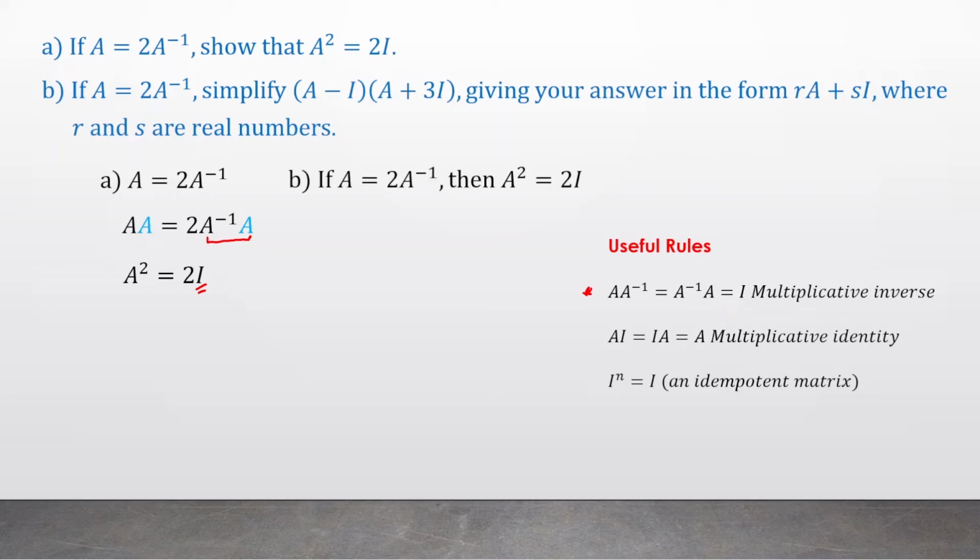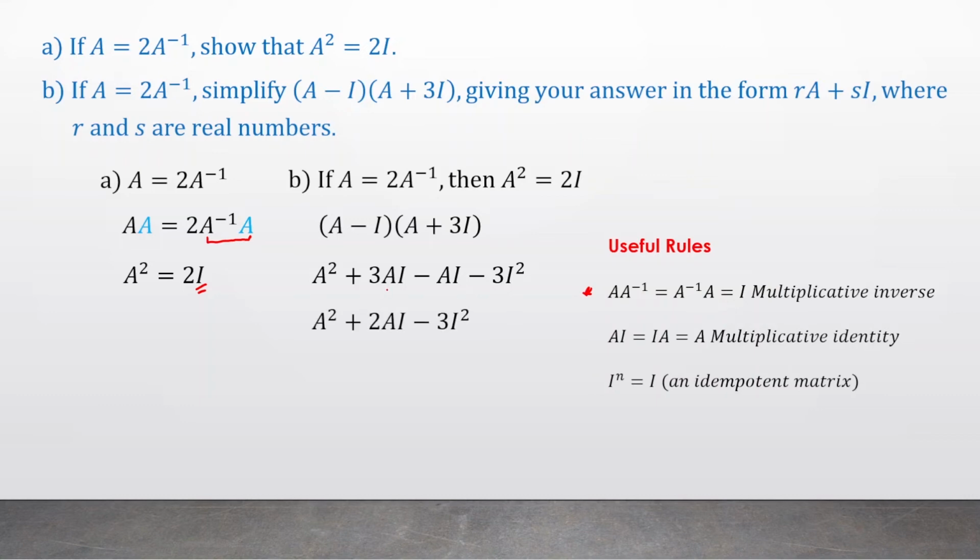In part B, we're given that result from part A. So if A equals 2 times the inverse of A, then A squared equals 2I. We'll use that result to solve this problem. So we are given A minus I, and we multiply that to A plus 3I. Let's expand it. So we'll get A squared plus 3AI minus AI minus 3I squared.